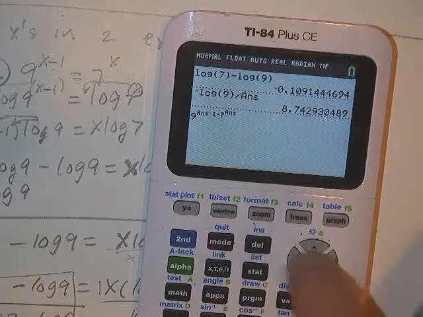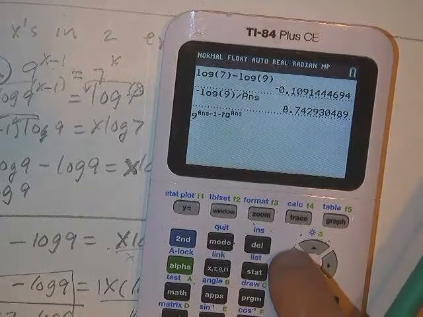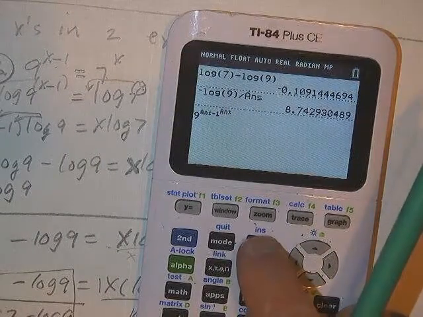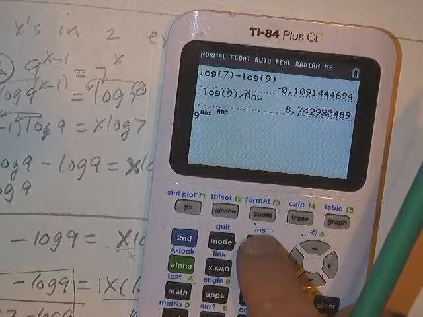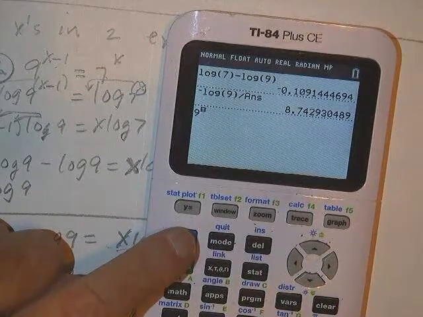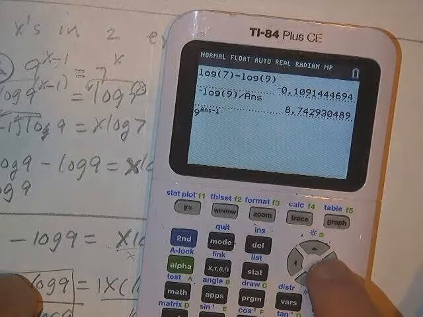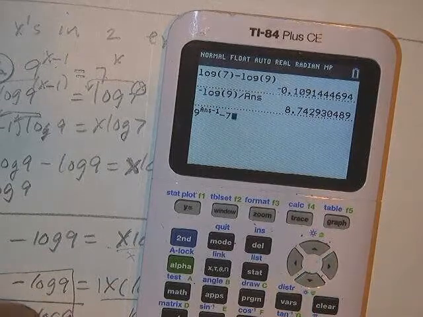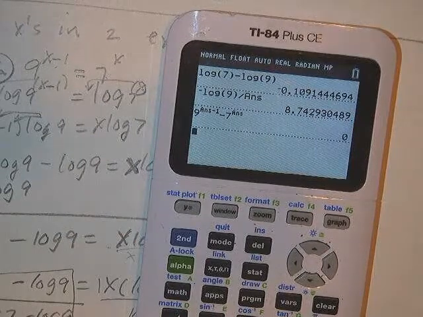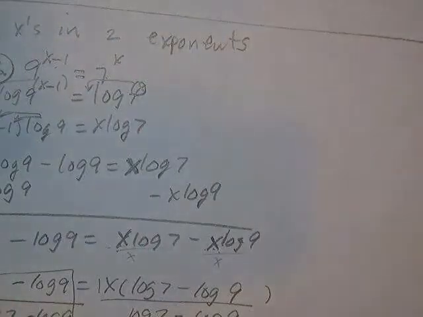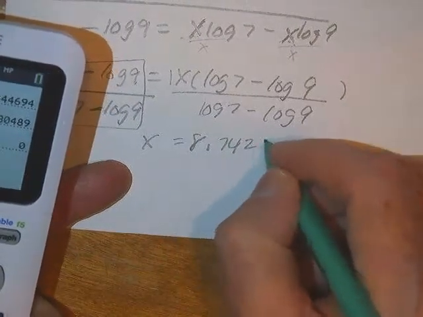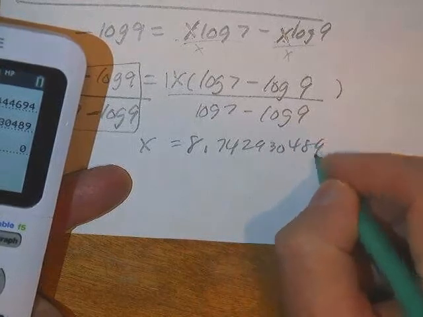Ooh, look. I goofed this all up, didn't I? I need to start over. 9 up to the answer, minus 1. Bring it down out of the rafters, minus 7 up to the answer. There we go. And notice I got 0. So that's the way I check it. And that makes the answer 87429 30 489. Ding, we're done.